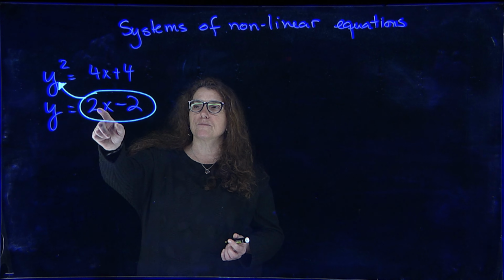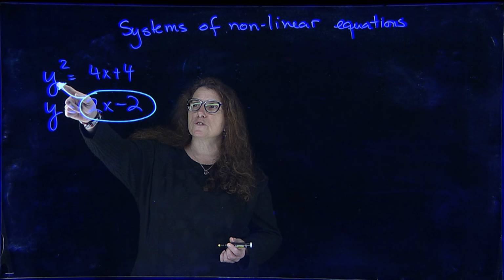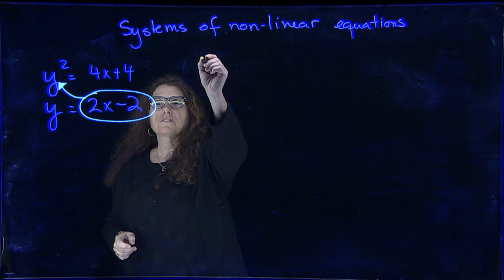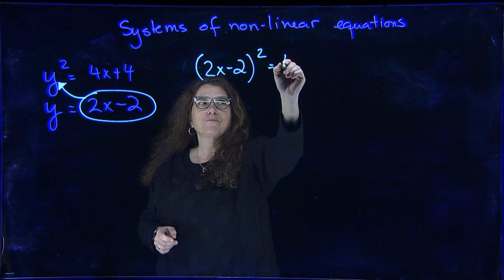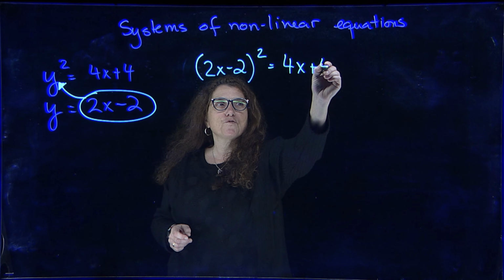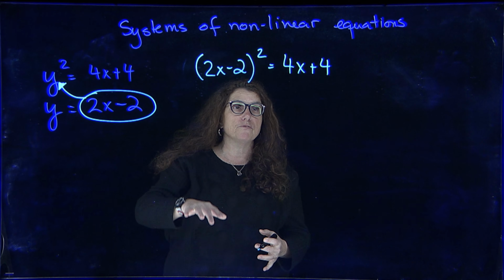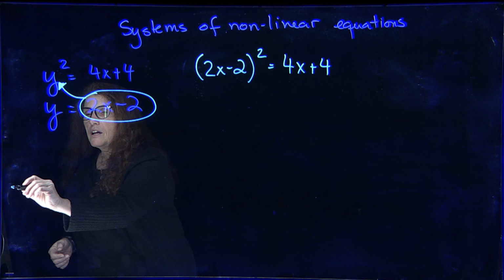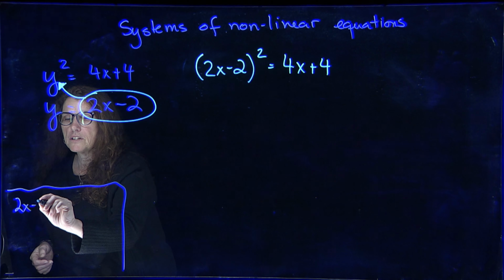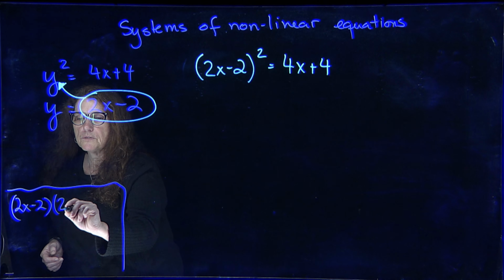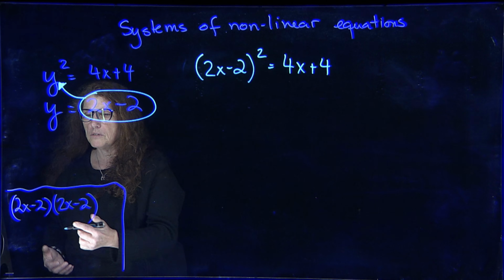It says y equals 2x minus 2. I'm substituting into the first equation for y. So this becomes (2x minus 2) squared equals 4x plus 4. Now before I go on and solve this, you can see I have only one variable, and that's what I know how to solve. I want to do a little sidebar down here because (2x minus 2) squared really means (2x minus 2) times (2x minus 2), and sometimes this is a problem.